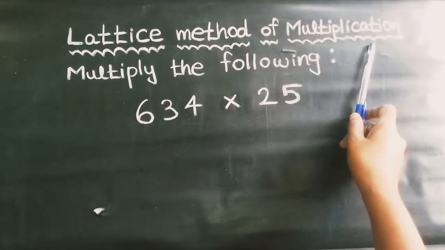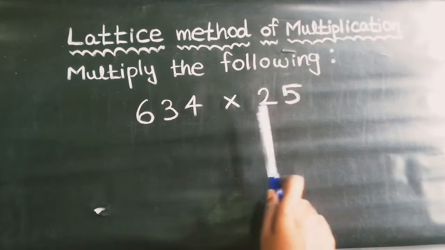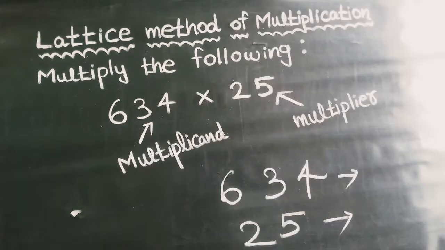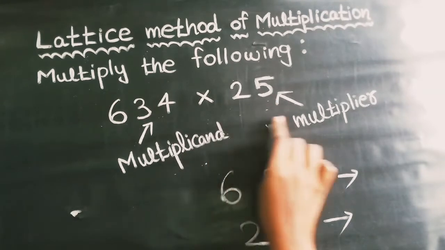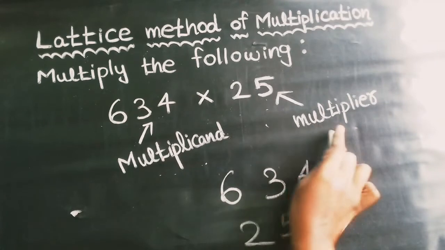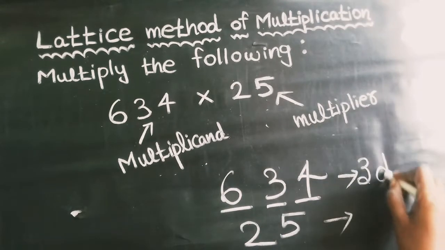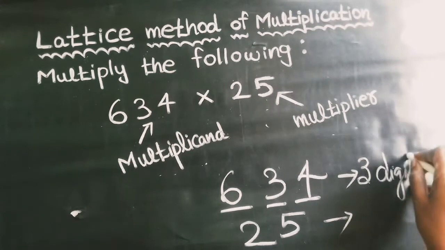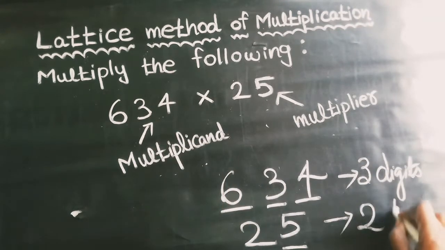Lattice method of multiplication. Multiply the following numbers: 634 multiplied by 25. Here 634 is the multiplicand and 25 is the multiplier. Now we are going to count the number of digits in the multiplicand and multiplier. So 1, 2, 3 digits. We have 3 digits in the multiplicand and 2 digits in the multiplier.